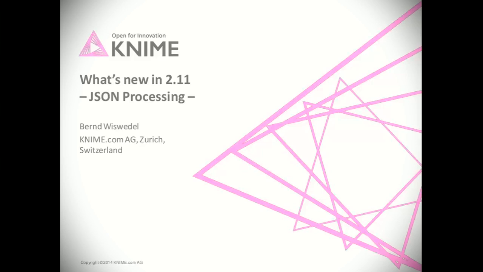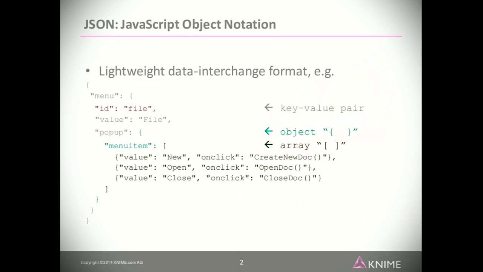This is about the new JSON processing functionality that is available in 2.11. Just a brief intro. JSON stands for JavaScript Object Notation. It's a very lean hierarchical data format used in many different web technologies like RESTful web services.